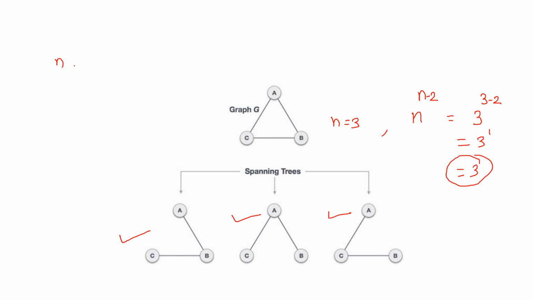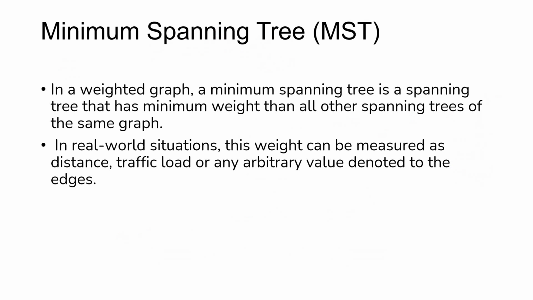If I say that n is equal to 4, then how many spanning trees are possible, where n is the number of vertices? If the given graph has 4 vertices, then it is n raised to n minus 2, that is 4 raised to 4 minus 2, which equals 4 squared, meaning 16 spanning trees are possible. Out of those 16 spanning trees, we are interested in finding the minimum spanning tree.